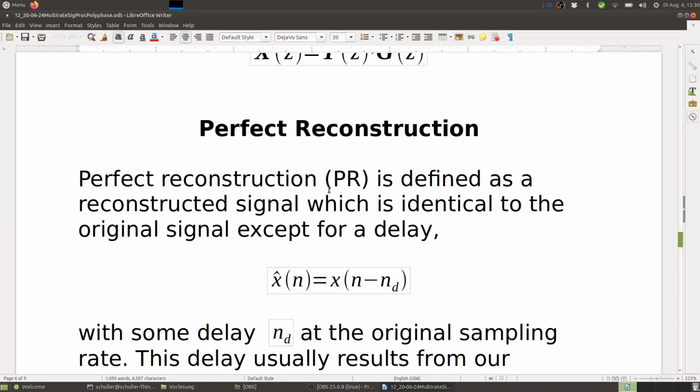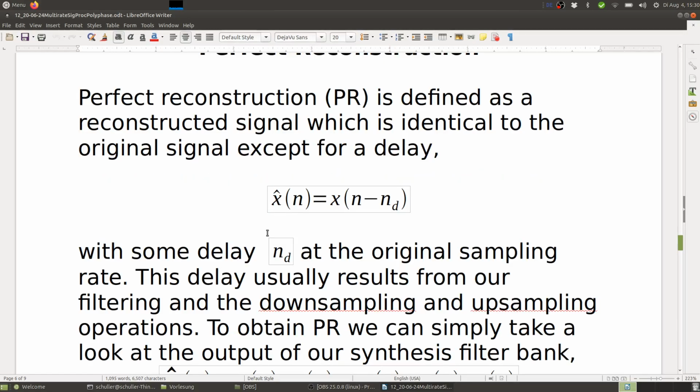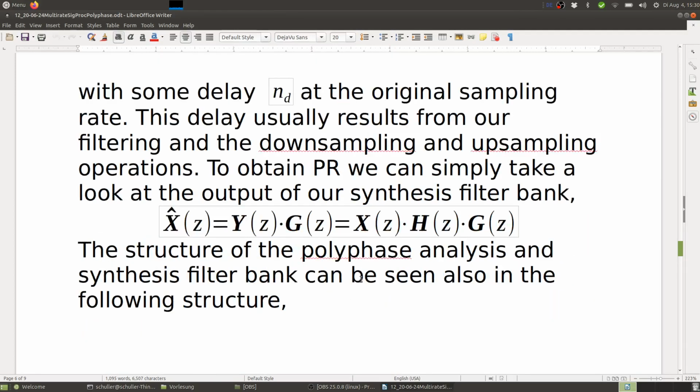So perfect reconstruction is defined as a reconstructed signal which is identical to the original signal except for a delay, right? So here's the definition with some delay ND at the original sampling rate. This delay usually results from our filtering and the downsampling and upsampling operations.